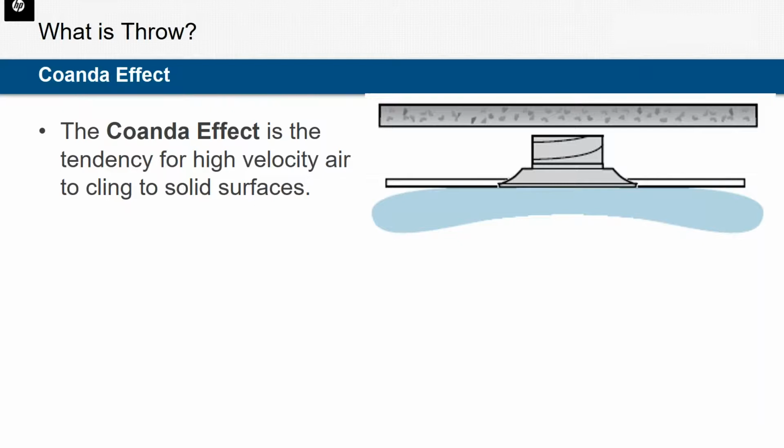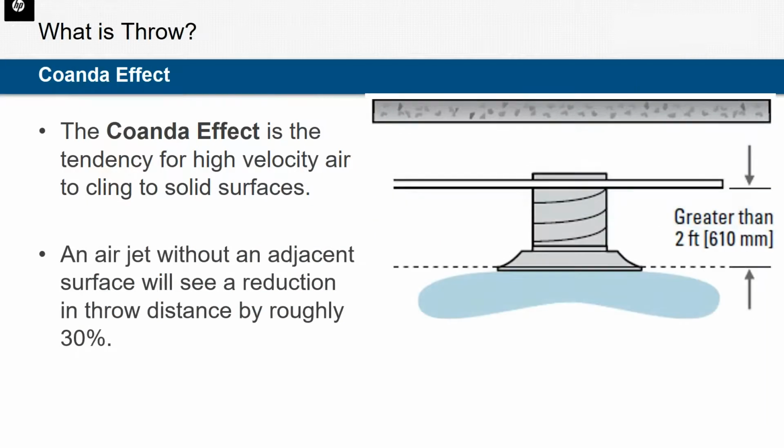With less friction, that allows the air to travel further. In fact, as a rule of thumb, this is a simplification, but we would say if you don't have an adjacent surface, then your throw distance reduces by about 30%. Our catalog data is measured assuming an adjacent surface, whether it's a ceiling or a sidewall, and so it assumes the Coanda effect is in place. If you are using an exposed application, you would expect the throw distance to be about 30% less than what the hard catalog book tells you.